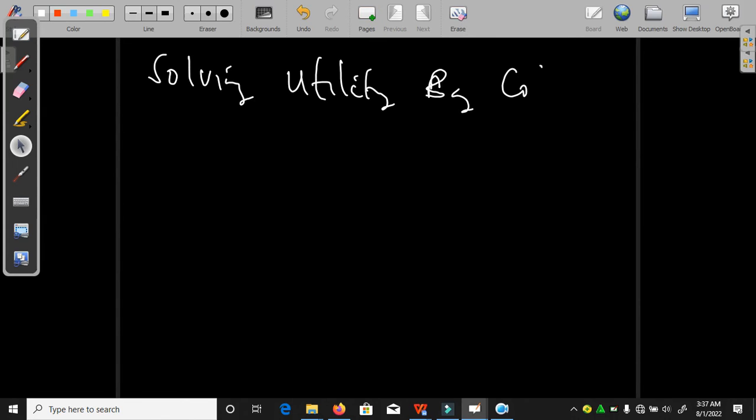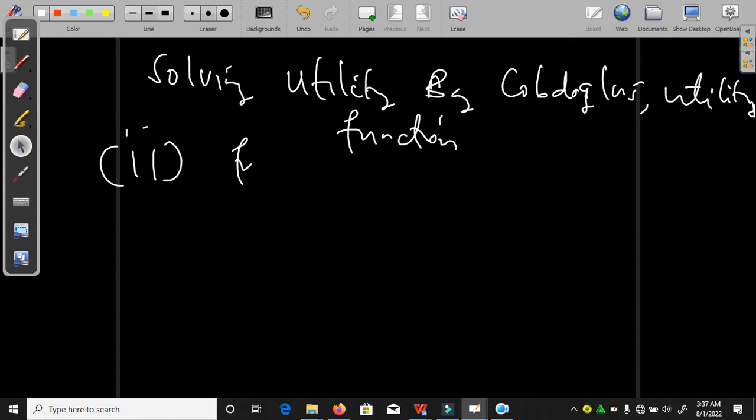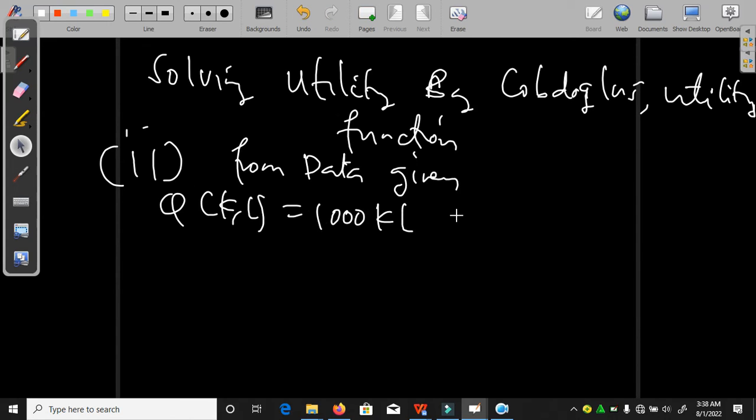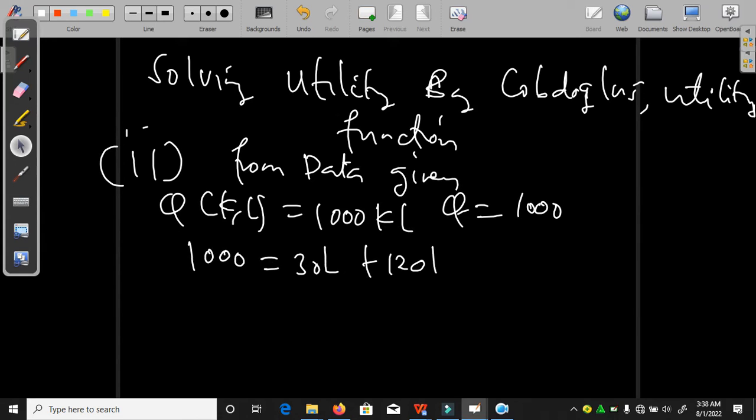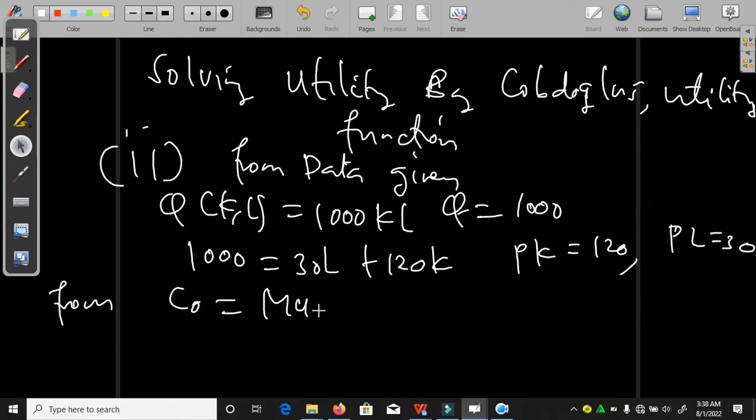Now let's come to another part, that is solving the utility by the Cobb-Douglas utility function. We can apply it in solving out the utility by the Cobb-Douglas utility function, where we have our data set such that we are provided with the output of capital and labor that is equal to 1000 KL. Our Q is equal to 1000. We take out 1000 is equal to 30L plus 120K. The price of capital is given as 120 and PL is equal to 30.